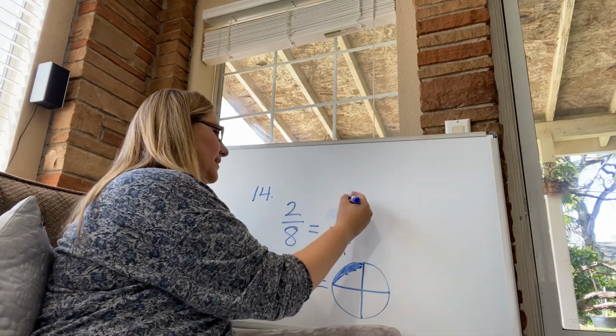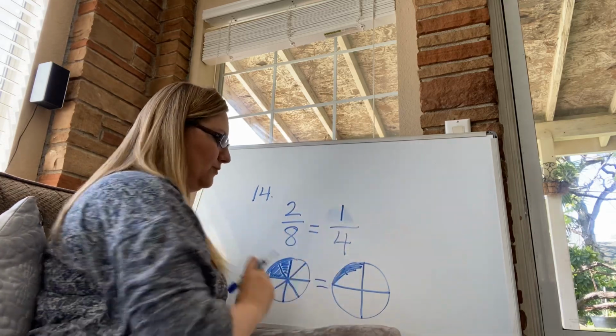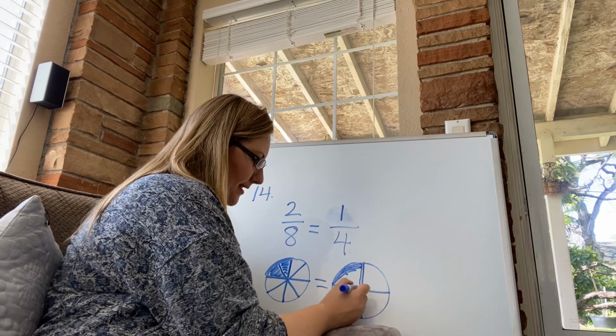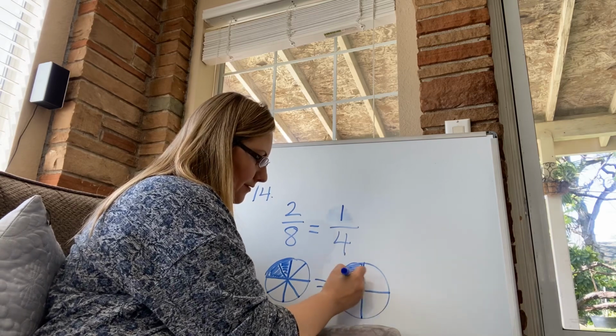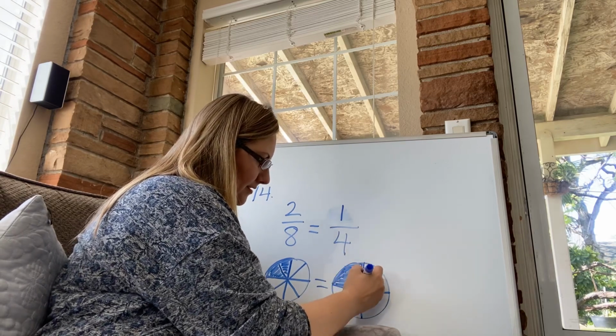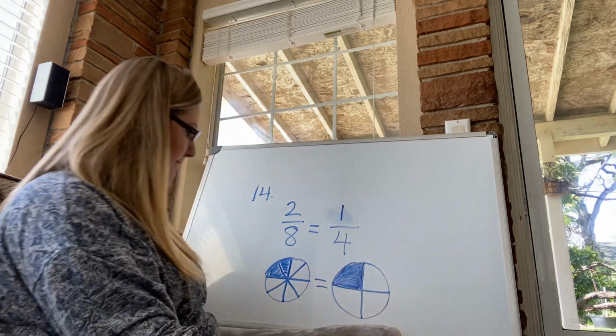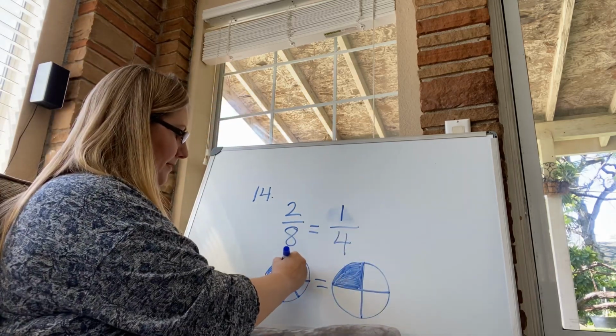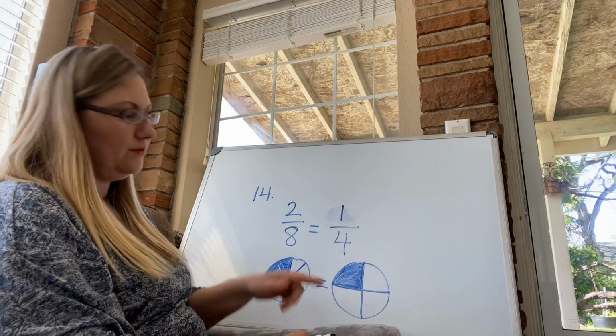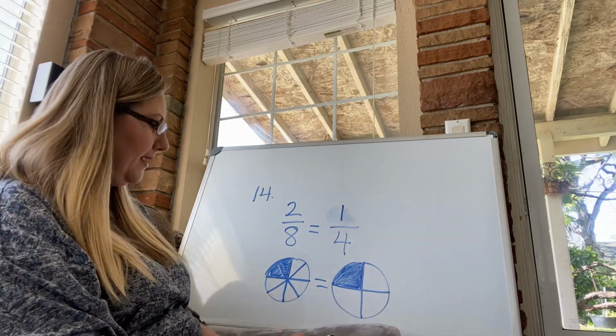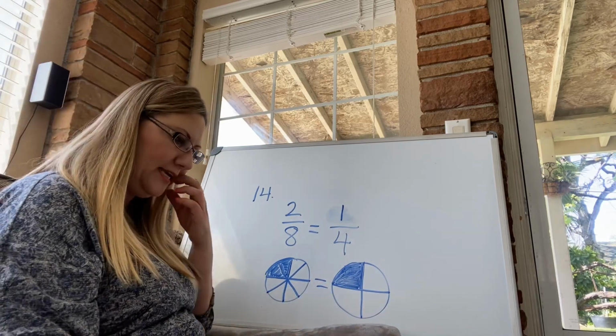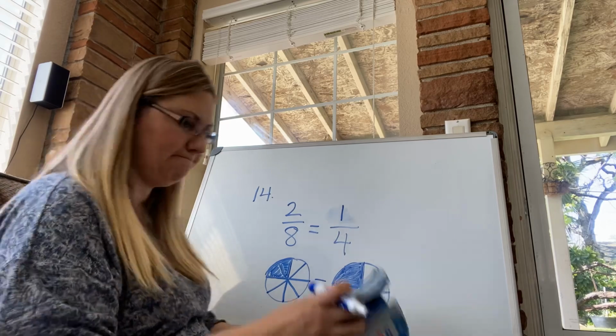This was 2 divided by 2 is 1. 8 divided by 2 is 4. So what I meant to say was 1/4. Sorry about that. Here we go. So 2 of 8 pieces of this pie is equal to 1/4 of this pie. So that's number 14. Let's move on to number 15.